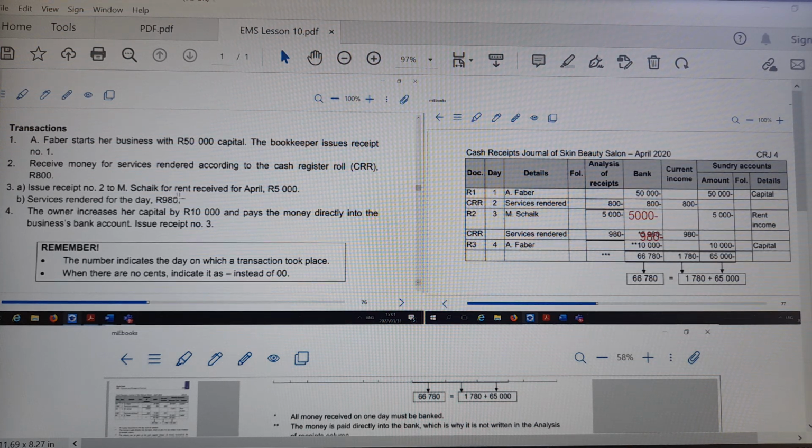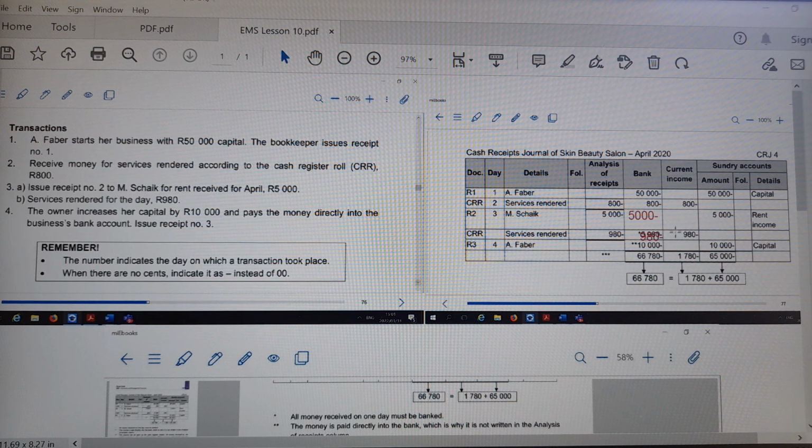If there's no receipt, it is cash register roll. Okay, so this is 3b, cash register roll, services rendered, analysis of receipt, 980. 980 goes to the bank. It is current income, okay.